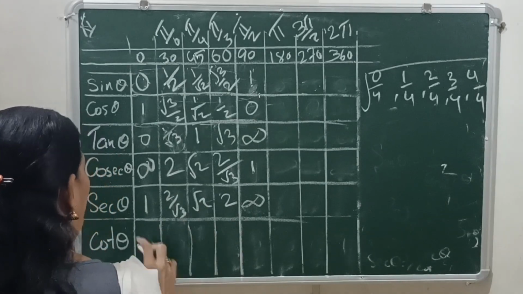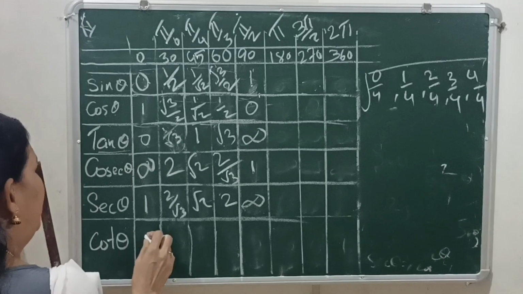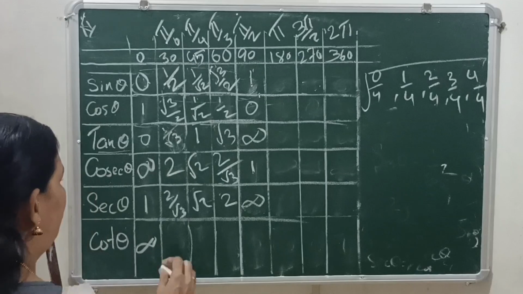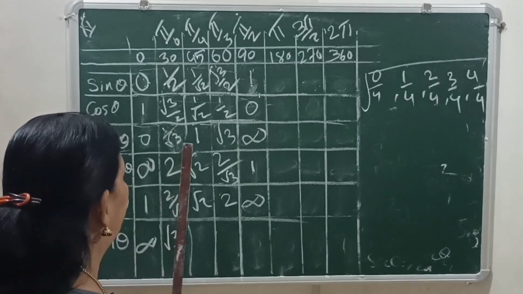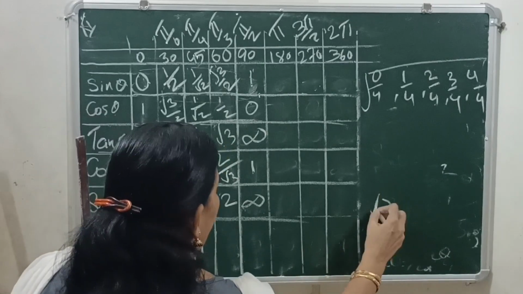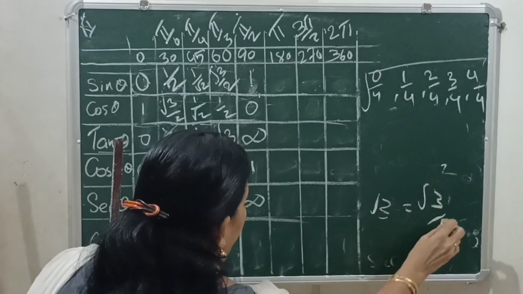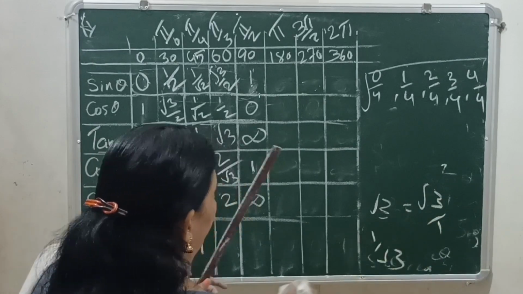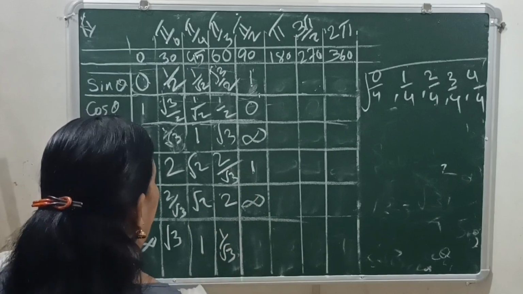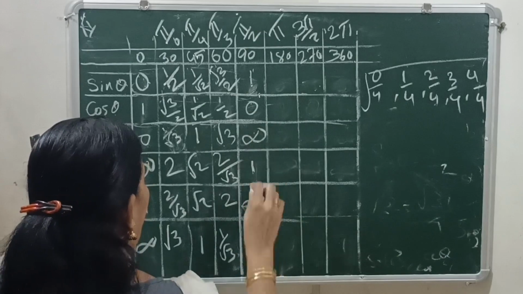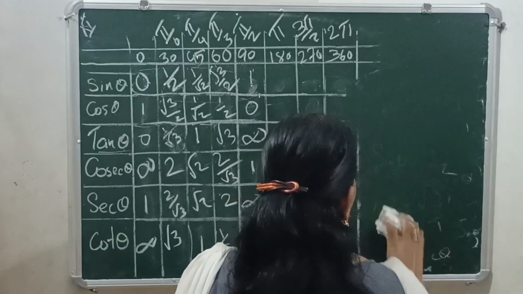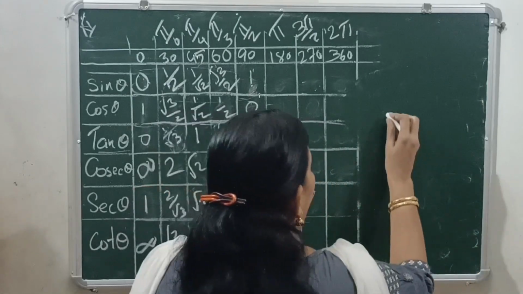Cot theta. Cot theta is the reciprocal of which ratio? Tan. 0 becomes 0 by 1, reciprocal 1 by 0, infinity. Reciprocal of infinity is 0. 1 by root 3 becomes root 3 by 1, root 3. 1 becomes reciprocal 1. Root 3 means root 3 by 1, so its reciprocal is 1 by root 3. Then infinity becomes 0.